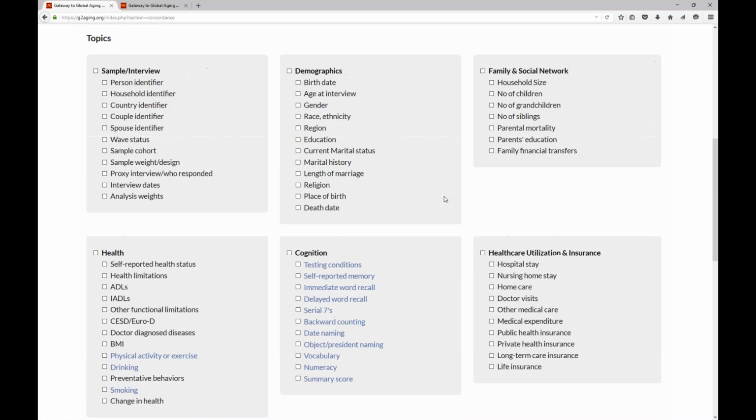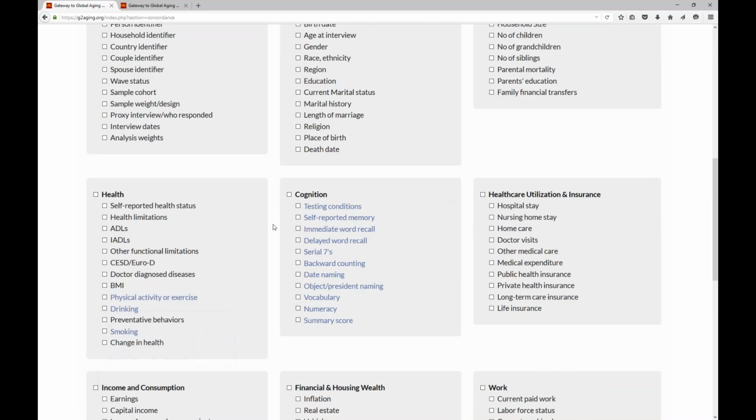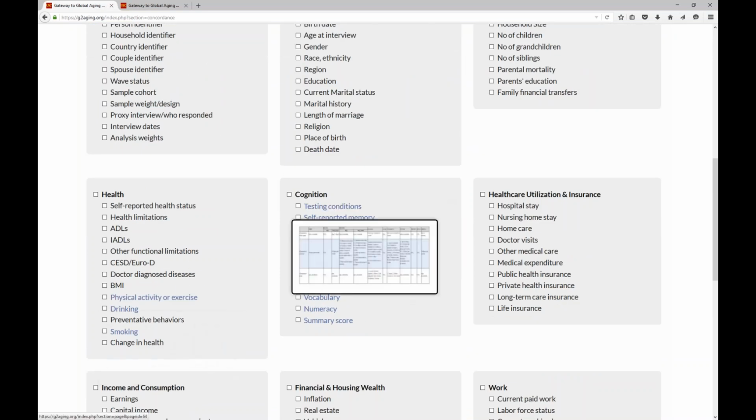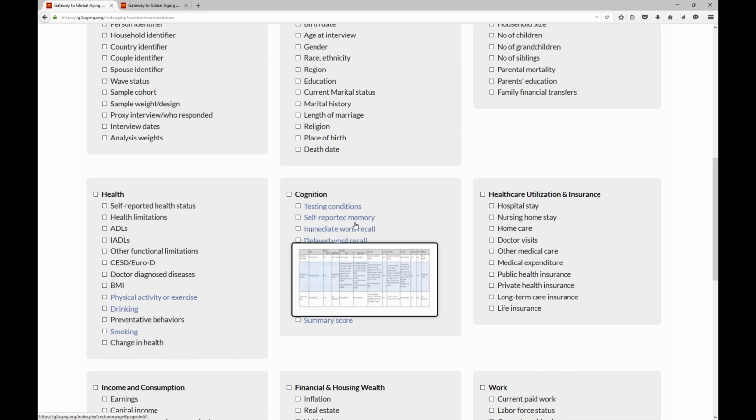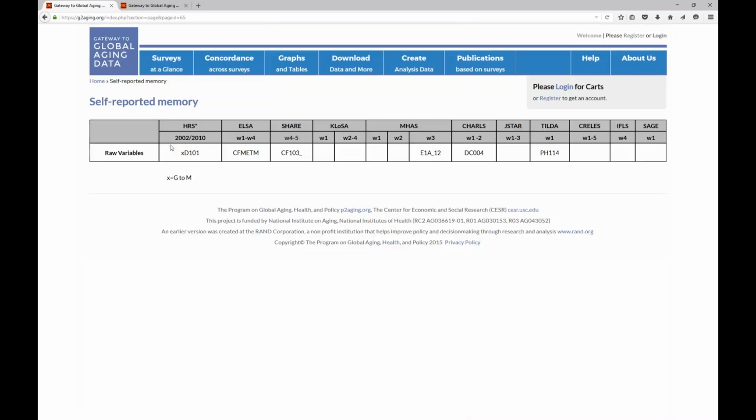the harmonized surveys. We've also started to add, you can see here with some of these are blue, we've added charts to some of these, which you could click on. And these kind of give you an overview of what questions were asked. In this case, this is just the raw variables for each survey.